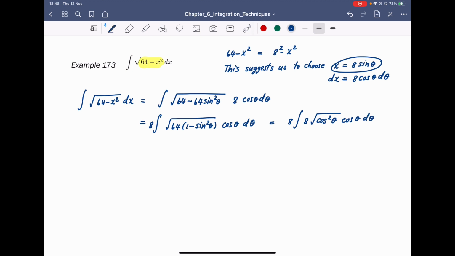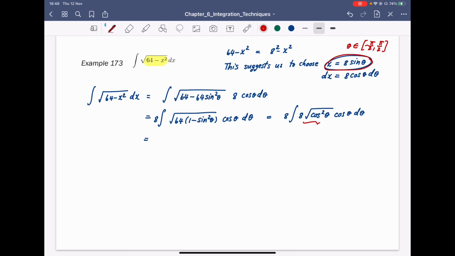Well, now you want to take the square root of cosine square, so you're going to get an absolute value. However, because here you pick x equal to 8 times sine theta, where theta is between negative pi over 2 and pi over 2, that means your cosine is going to be positive. So that means the term here is going to be just cosine theta. Well, that means your integral is going to be 64, so I just group up the constants, integrate cosine square theta d theta, right? Because you just have cosine 2 times.